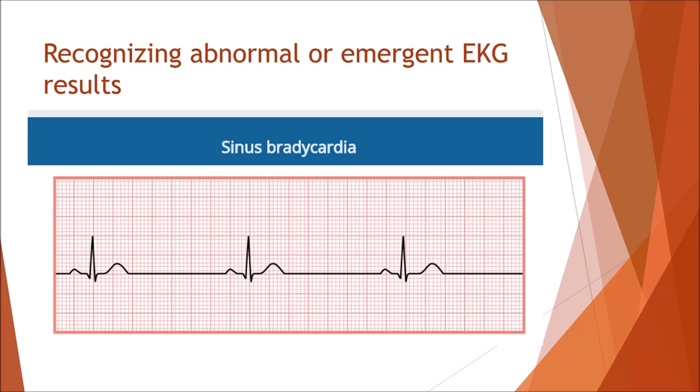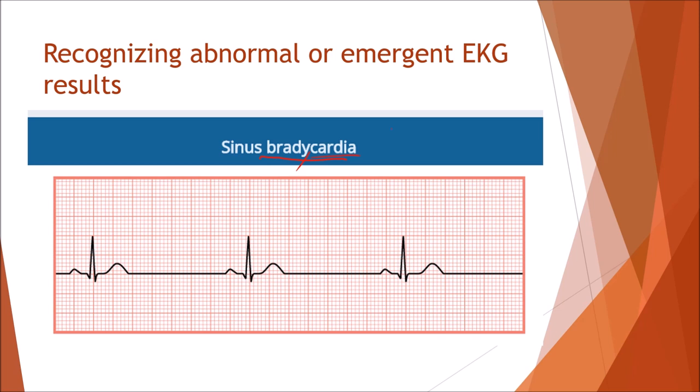Now let's talk about rhythms. Very basic rhythms, nothing too hard. First of all, we have sinus bradycardia. Why is it sinus? If there are P waves, it's going to be a sinus rhythm. Bradycardia: brady means slow, cardia means heart. So sinus bradycardia is going to be a slow heart.